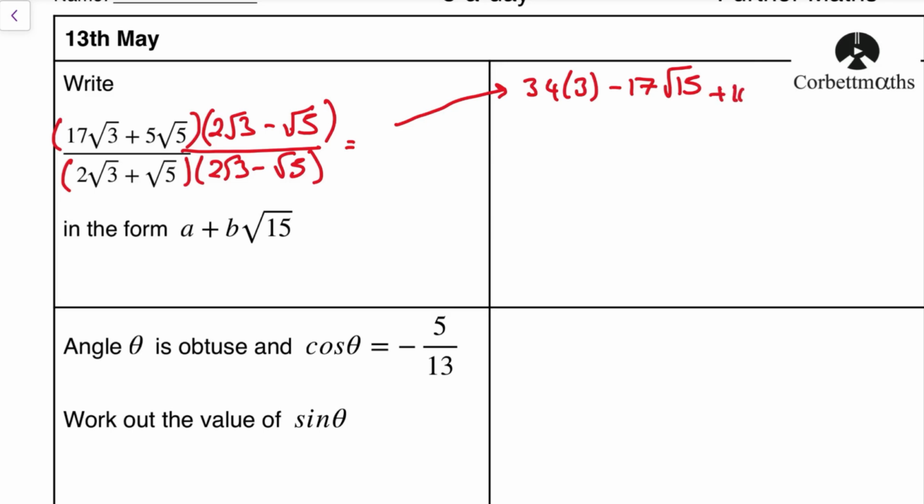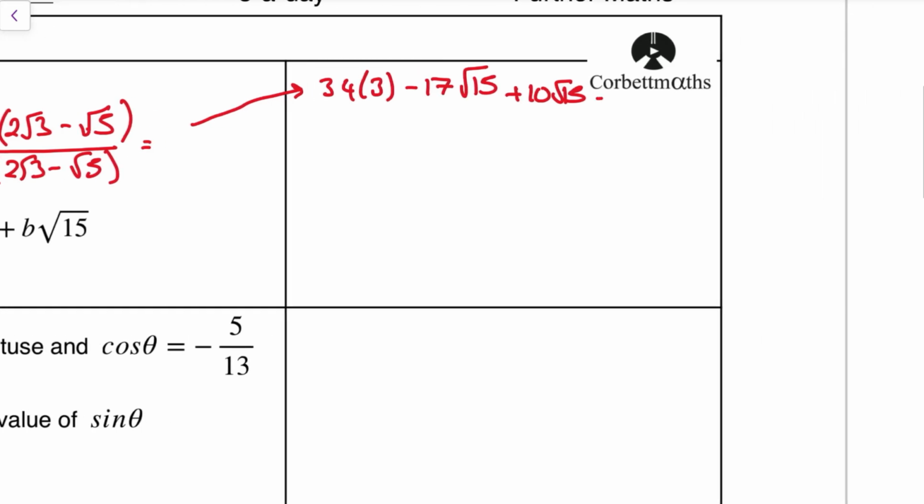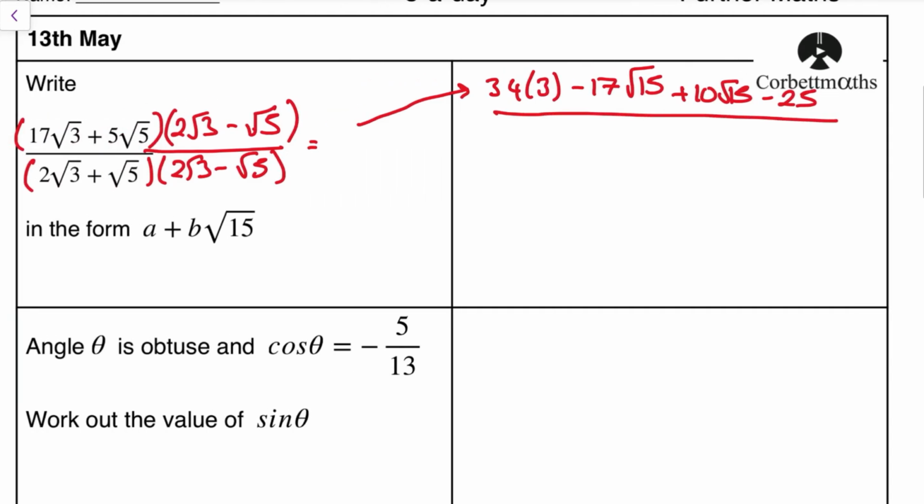So plus 10 root 15, not root 3. And then I've got 5 root 5 times minus root 5, which is minus 5 times 5, which is minus 25. Slightly messy, sorry. Then the denominator: 2 times 2 root 3 times root 3 is 4 times 3. Because it's a difference of two squares, I don't care about the middle bits, I just care about the end bits. So root 5 times root 5 is 5, which gives me minus 5.